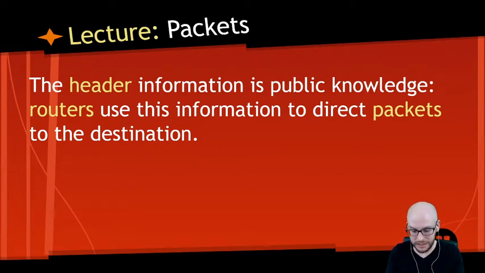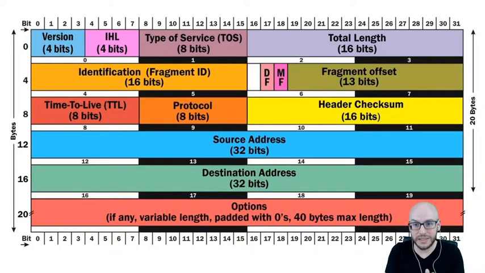When it gets broken down, those are payloads. That's separate from the header information. This is header information, and what I'm saying is that this header information is public knowledge. The stuff that's in the payload, we're going to talk about a little bit later, that should be encrypted. But this stuff, this is public. So it needs to be public, right?